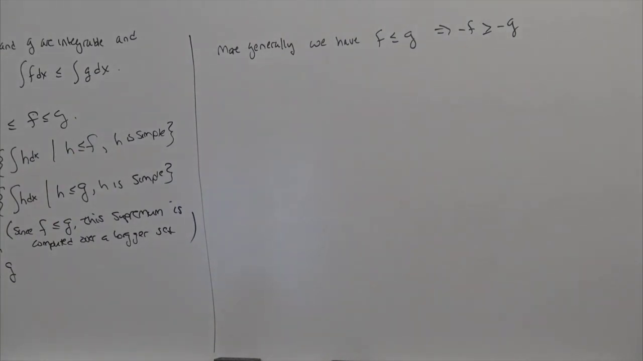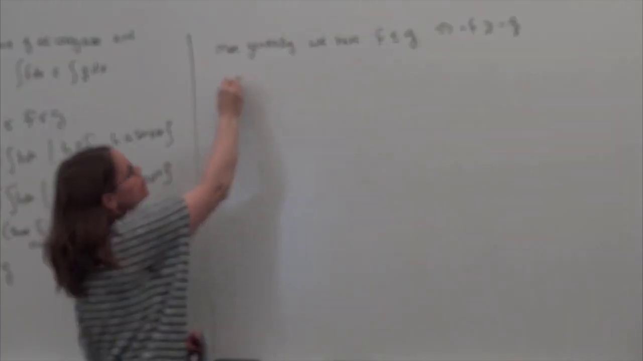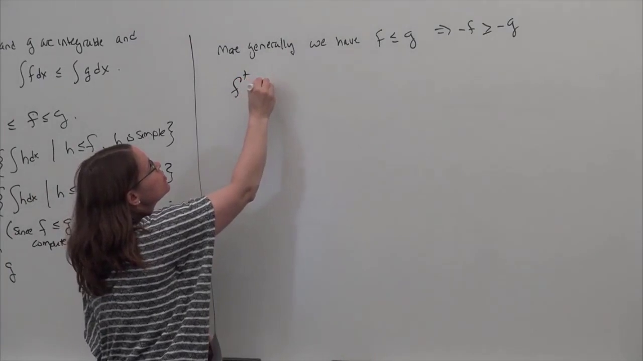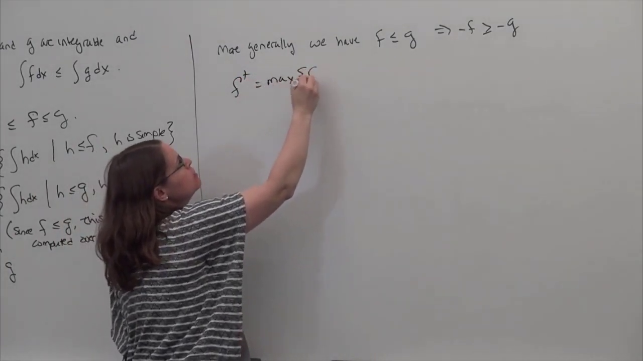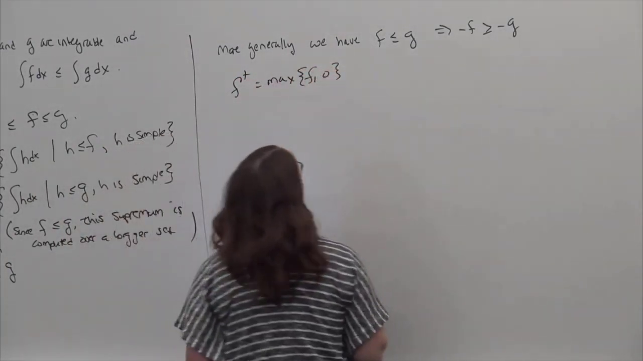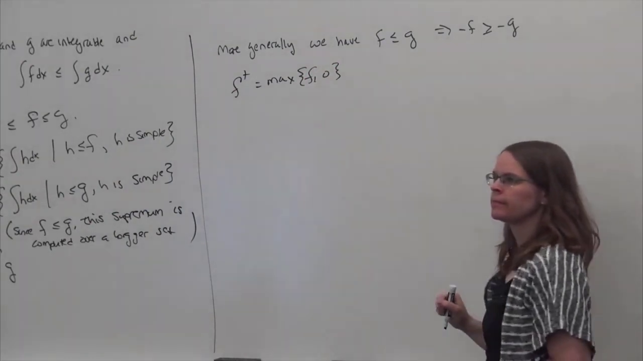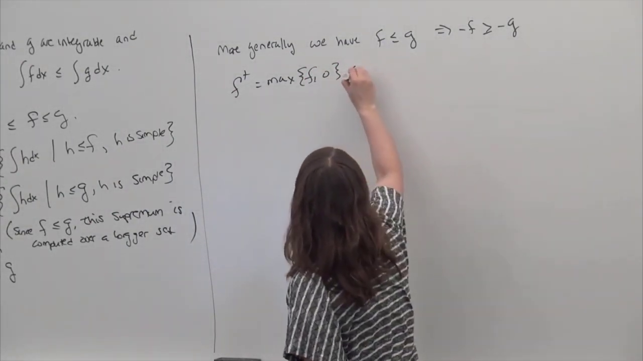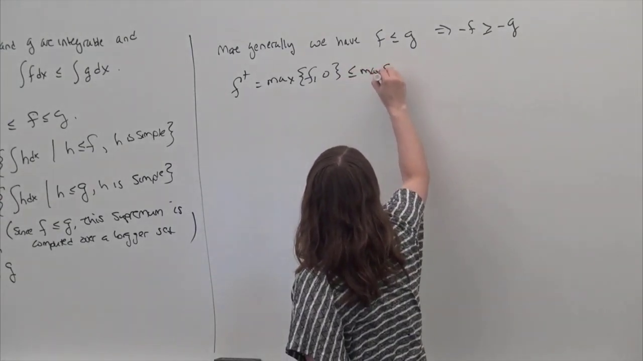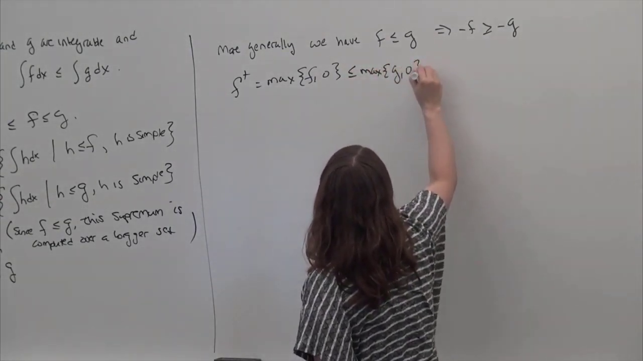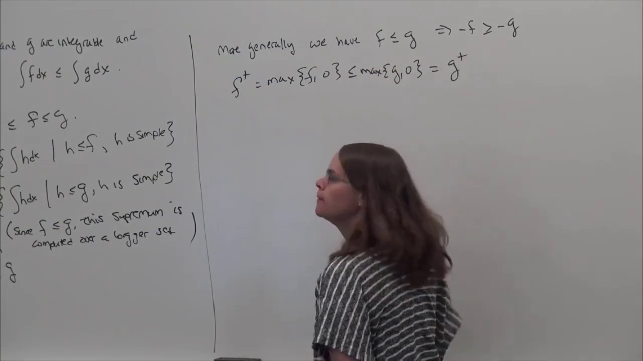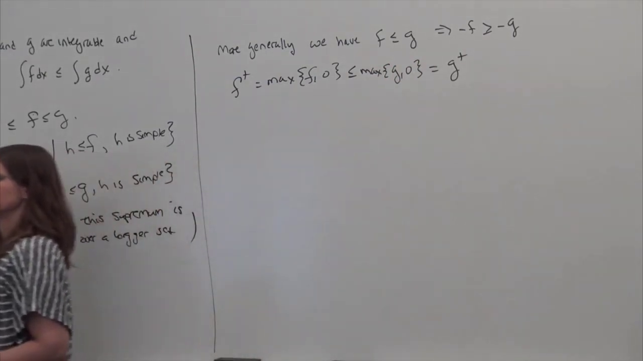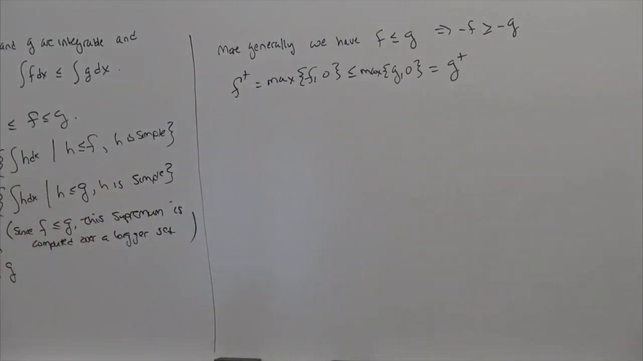Right, so in general, if we look at this, what happens? The positive part of f is equal to the max of f with 0. Given f being less than or equal to g, this is less than or equal to the maximum of g with 0, which is the positive part of g. So the positive part goes up.